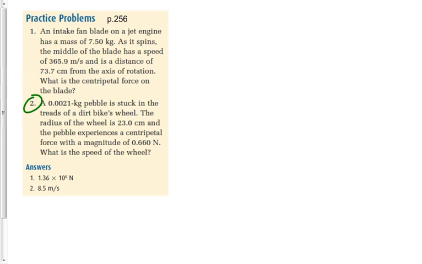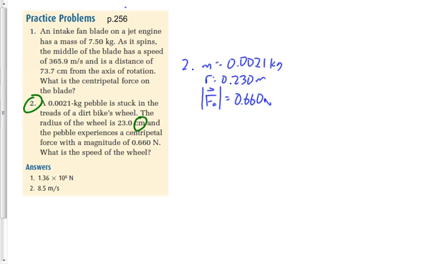A 0.0021 kilogram pebble was stuck in the treads of a dirt bike's wheel. The radius of the wheel is 23 centimeters, which we're going to want to convert to meters, right? Centripetal force, what's the speed of the wheel? Let's write down our givens here. Mass is 0.0021 kilograms. We know that the radius is 0.230 meters. The force is 0.660 newtons. We want to find speed here.